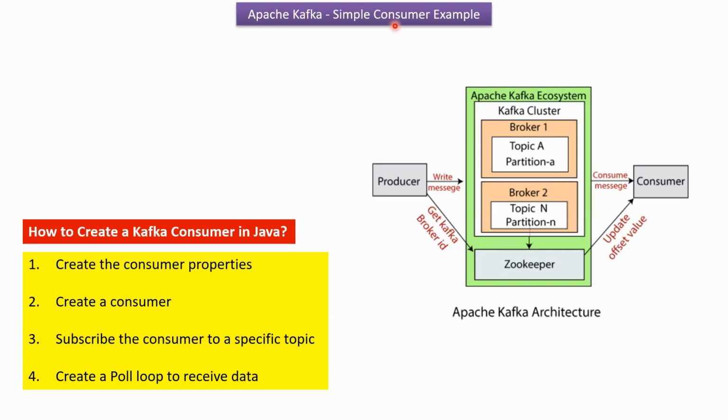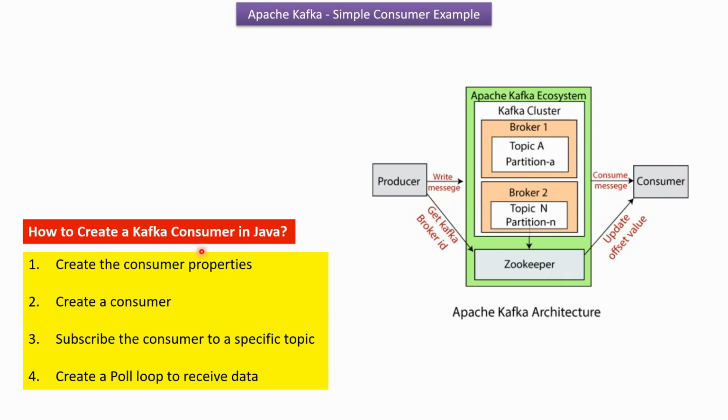In this video tutorial, I will explain how to write a consumer code using Java. Here you can see the Kafka architecture, and here you can see the producer, which will send messages to the Kafka topic, and here you can see the consumer, which will consume messages from the Kafka topic. We will see how to write this consumer code using Java.